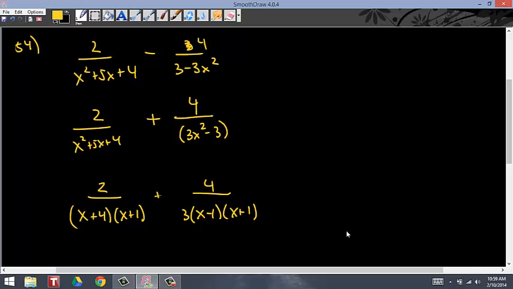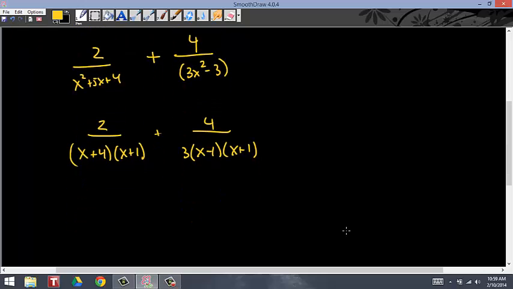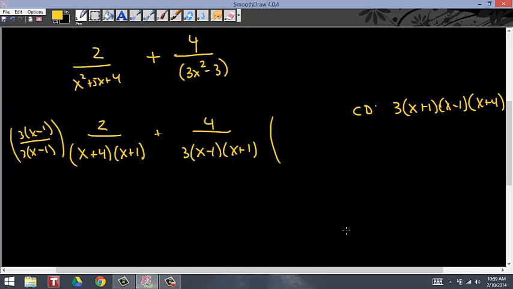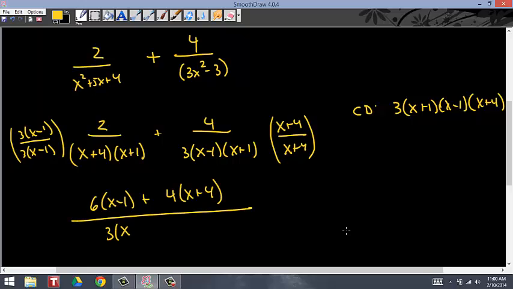Hopefully you guys are able to follow that math right there. So now my common denominator is going to be 3 times x plus 1, x minus 1, and x plus 4. So this thing here needs a 3 times an x minus 1. Kind of a bulky problem. And this one needs an x plus 4. Can we agree with that? Okay, so now what I get here is 6 parentheses x minus 1 plus 4 parentheses x plus 4 all over the common denominator, which is 3 times x plus 1, x minus 1, and then x plus 4.